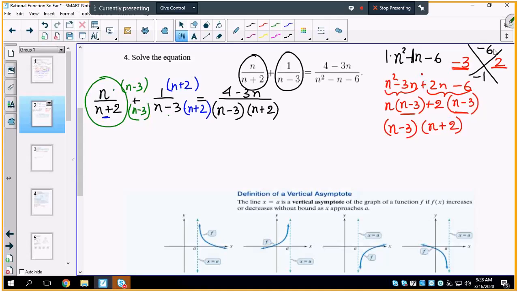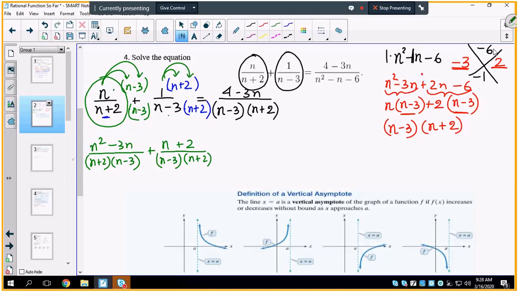And so we will start simplifying. I will get n squared minus 3n over, remember it's n plus 2 times n minus 3, and I do not do anything with the bottom. Whereas this one is 1 times n, so I will get n plus 1 times 2 is 2, all over n minus 3 times n plus 2. That's your left-hand side. Right-hand side, absolutely no work needed here. So I'll just go ahead and say 4 minus 3n over n minus 3 times n plus 2.